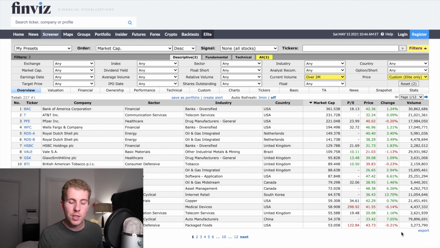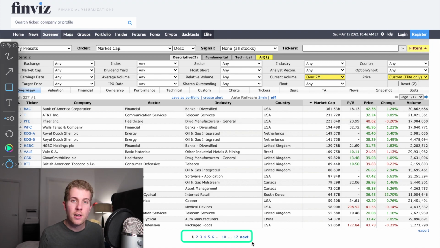That's usually where I'm going to focus for the wheel strategy. That's going to be stocks that are around $40 per share, $30, $50, somewhere around this basically. And you see that before we had 45 pages of results just with the volume filter, and now we're down at 12 pages of stocks. So you see that we're reducing the number of candidates, and that's exactly what we want.